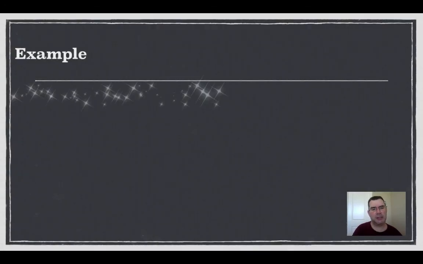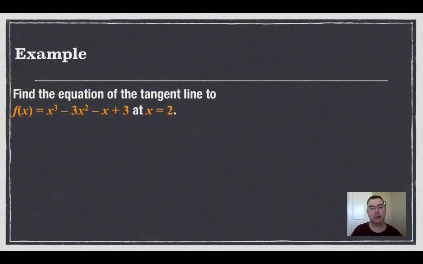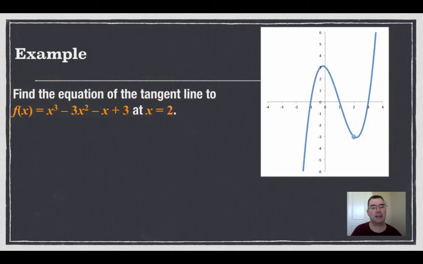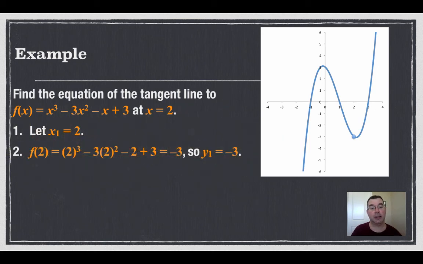So let's go through some examples first. It always makes it easier to go through some examples. Let's say I've got this function here, f of x equals x cubed minus 3x squared minus x plus 3, and I want to know the equation of the tangent line at x equals 2. Well, step one, I'm going to let x1 equal that 2.